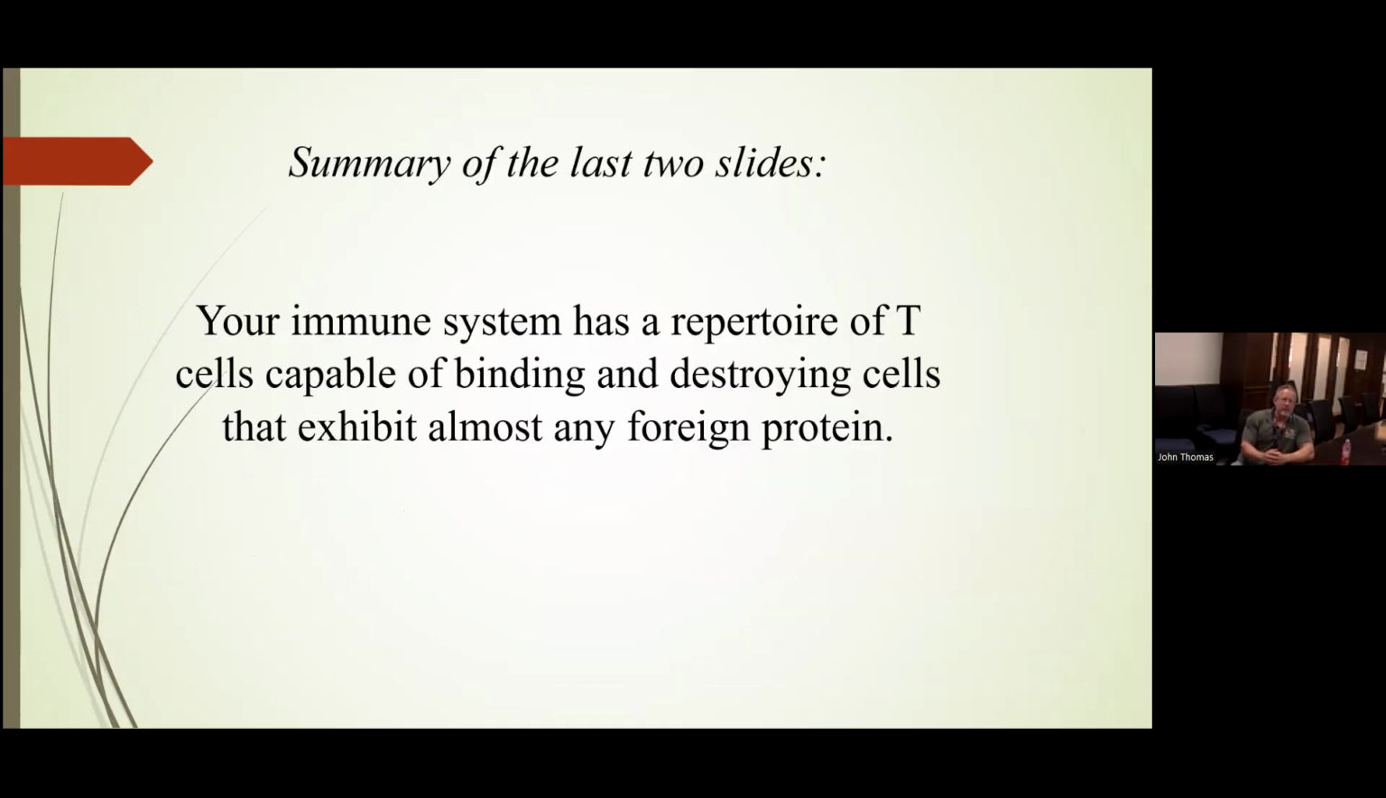So if we were to summarize the last two slides, we could basically say the immune system has a repertoire, a class of T cells that are capable of binding and destroying any cells that exhibit or produce any foreign protein that may be a consequence of infection. So we've got this population of cells running around as the night watch. They're knocking on every door in the body and saying, hey, is everything okay in there? If things are okay, it moves on to the next cell. If things aren't okay, it calls in backup and eliminates that infected cell from the body.